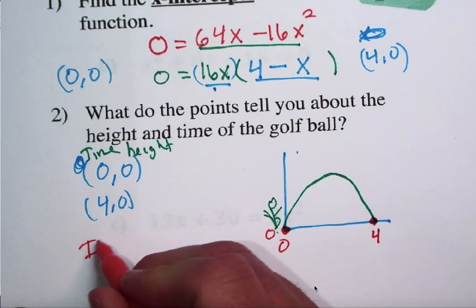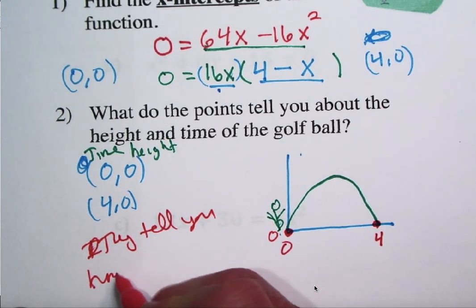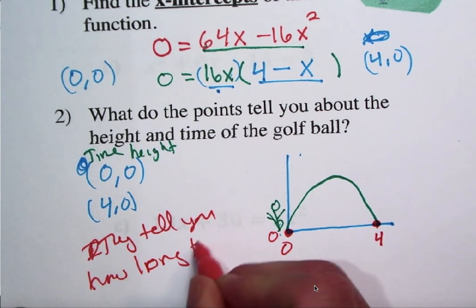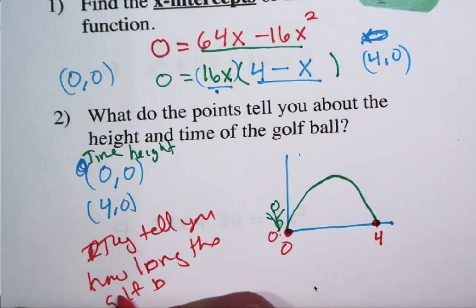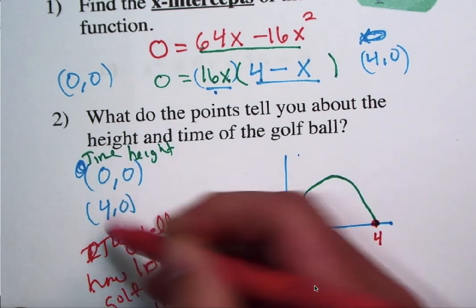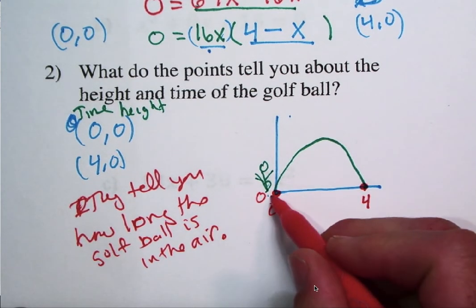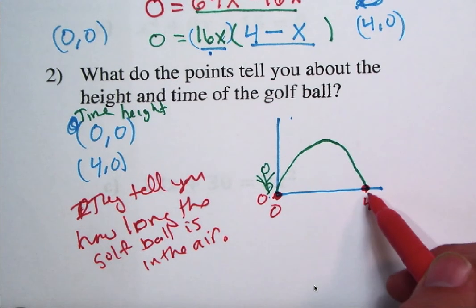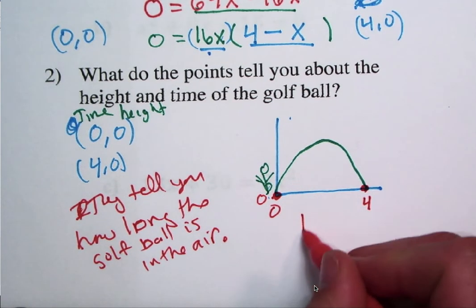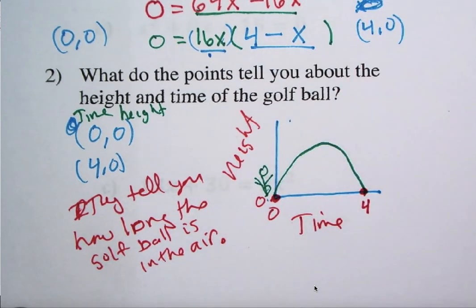And so they tell you how long the golf ball is in the air. Because at both those times it's at a height of 0, that means the ball went up and came back down. So it tells you that it went 4, and if we label the axes, we might be able to see time and height. So if you know the x-intercepts, you actually know how long something was thrown up in the air, or you could kind of figure it out.